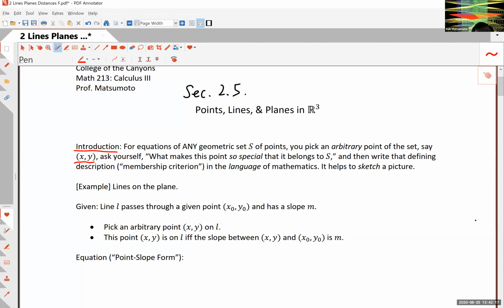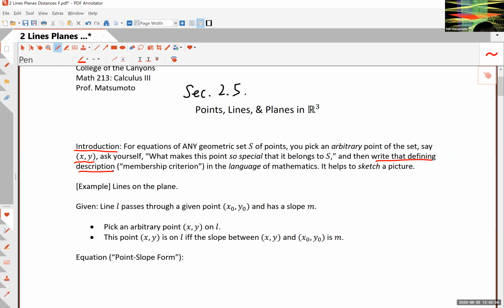But what makes that (5, 0) so special that it is in that set S? There are certain characteristics. In fact, usually one defining characteristic or property that the (x, y) satisfies in order to be an element of that set. And so then you write down that defining description, which I call the membership criterion or eligibility requirement in order to belong to that set S, which is like an exclusive club, right?